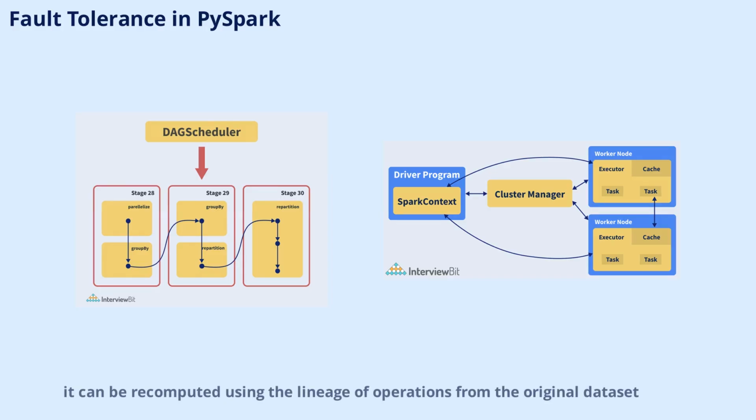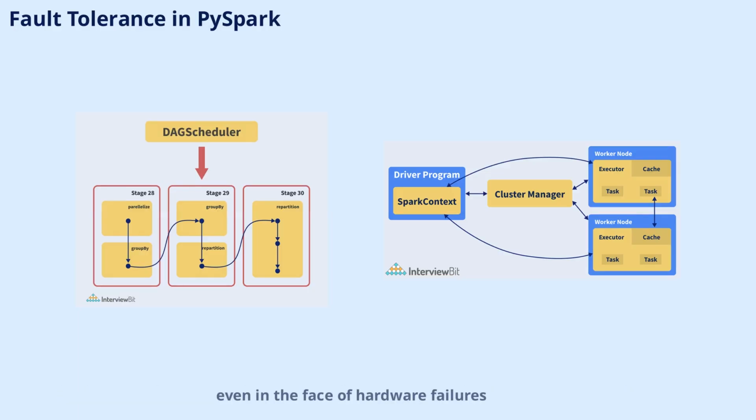PySpark's fault tolerance ensures that if an RDD partition is lost due to a node failure, it can be recomputed using the lineage of operations from the original dataset. This automatic recovery mechanism is a key reason why Spark is reliable for large-scale distributed processing. It minimizes data loss and downtime, allowing your applications to run smoothly even in the face of hardware failures.